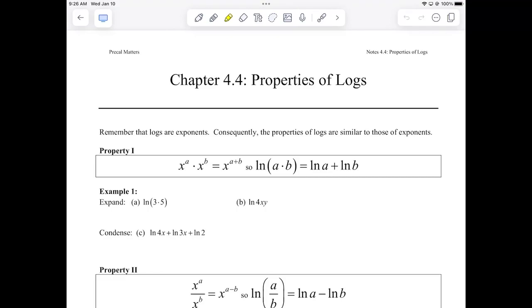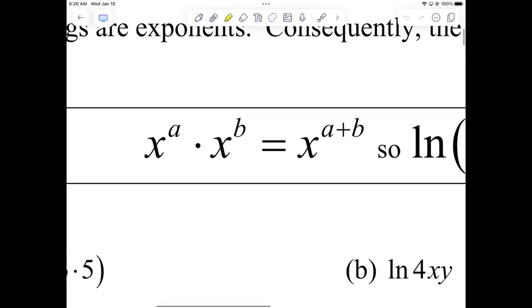Now, here's the good thing. Since logs are nothing more than exponents, the properties of logs are really the properties of exponents turned on their head, like 3/2 instead of 2/3, right? The properties of logs are nothing more than the properties of exponents turned on their head. Let me show you what I mean.